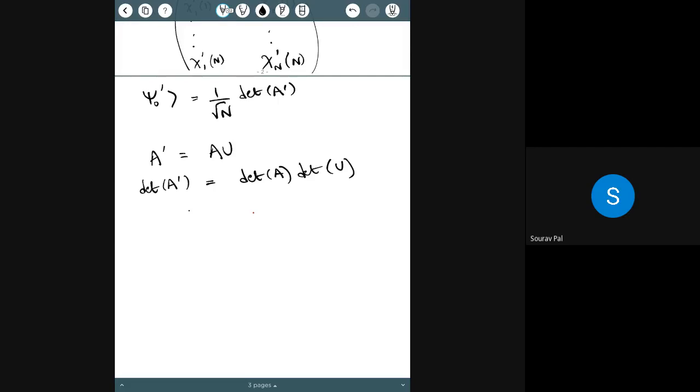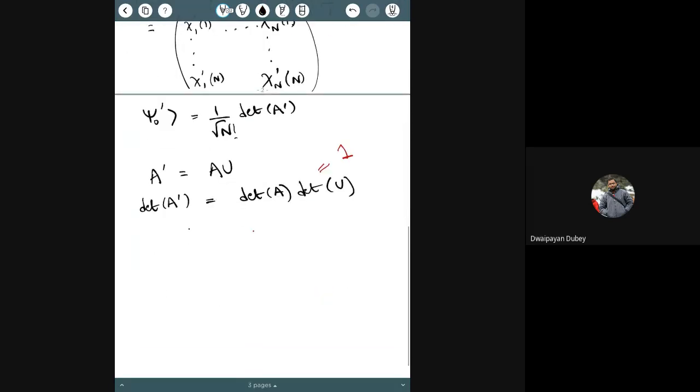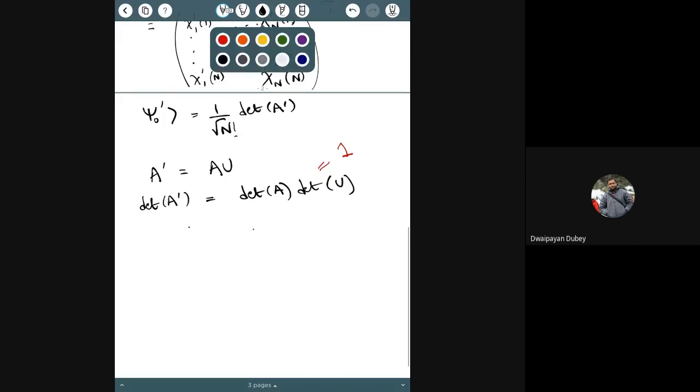And determinant U is Ma'am, equal to isn't 1. that n factorial? Sorry, yes. Yes. Thank you. Not paying attention.